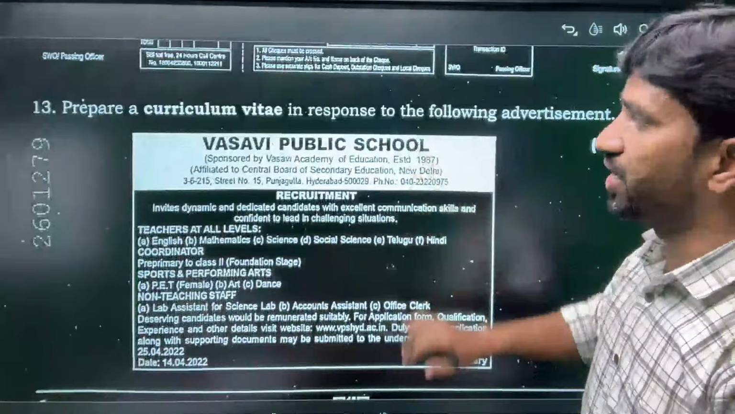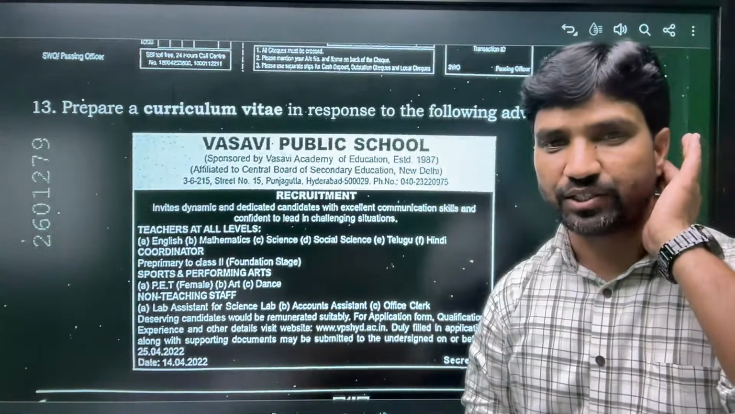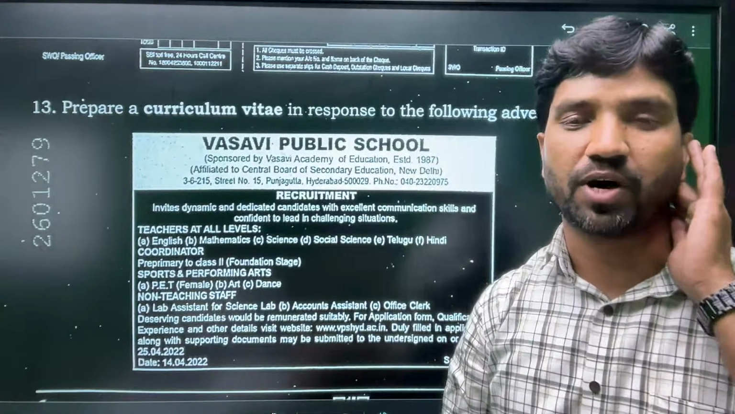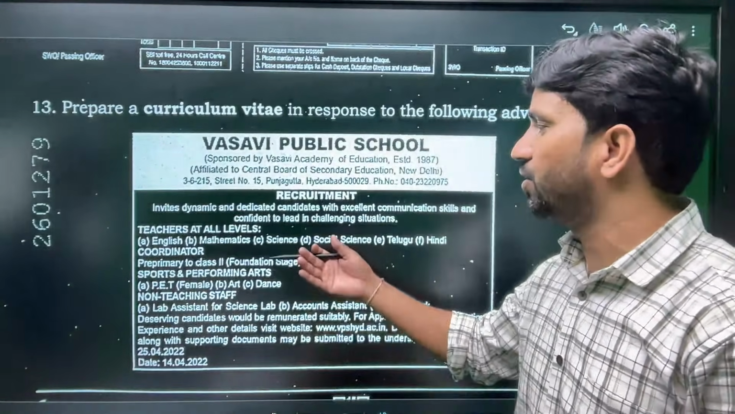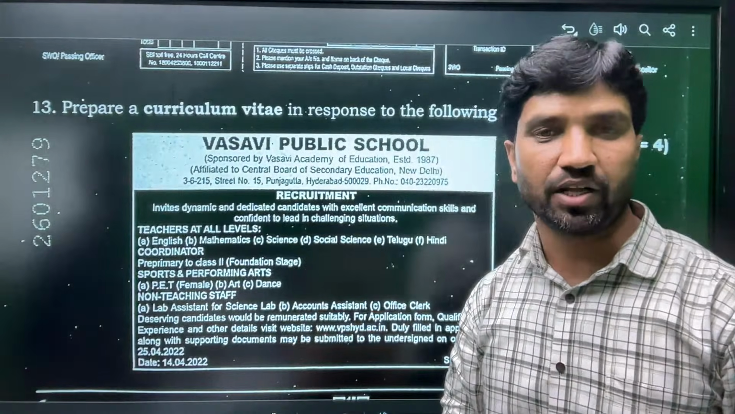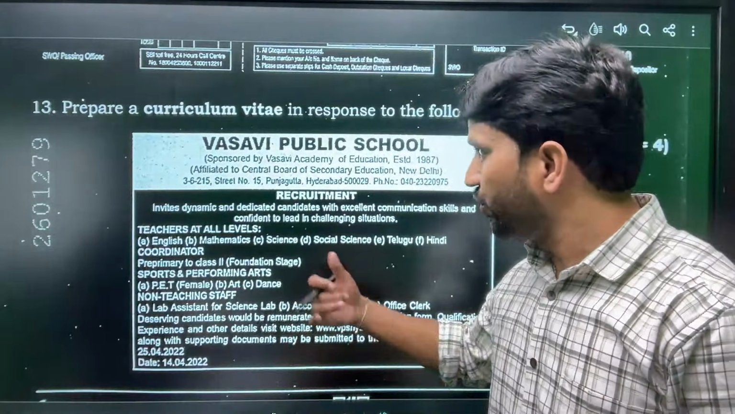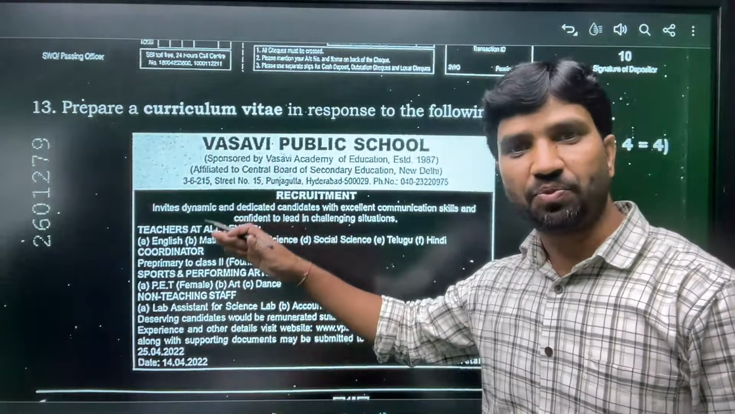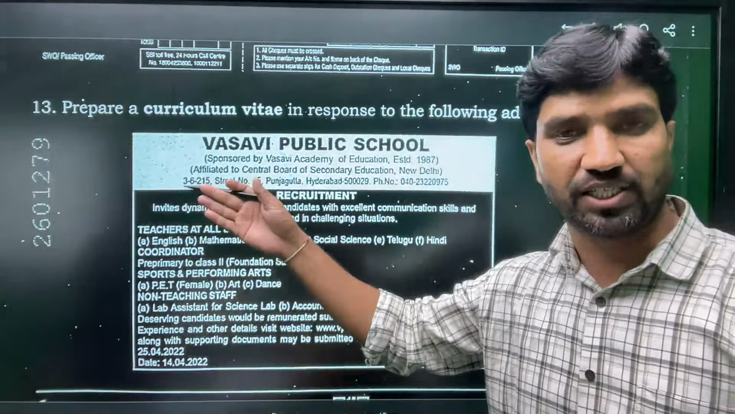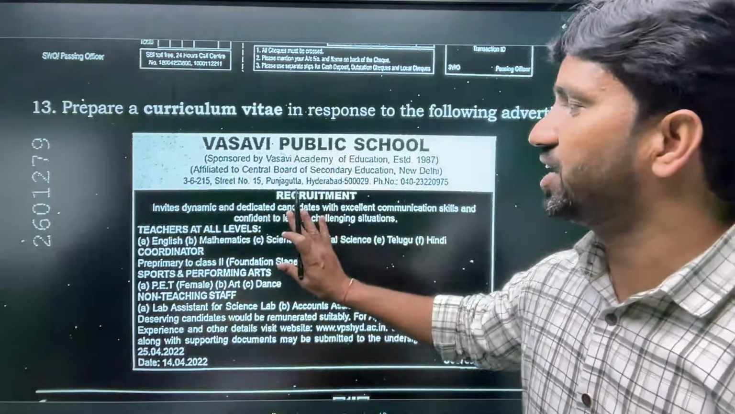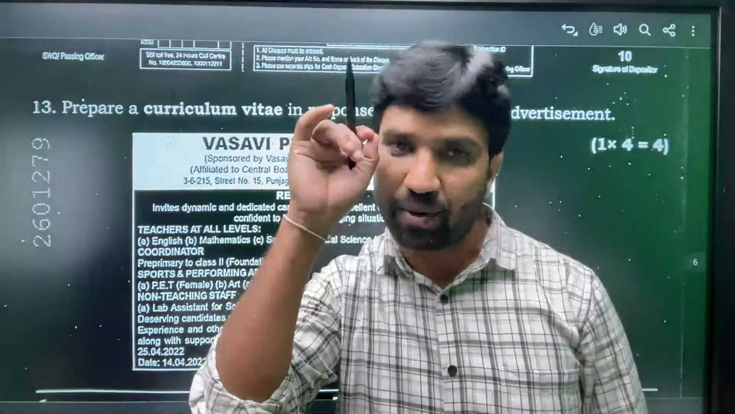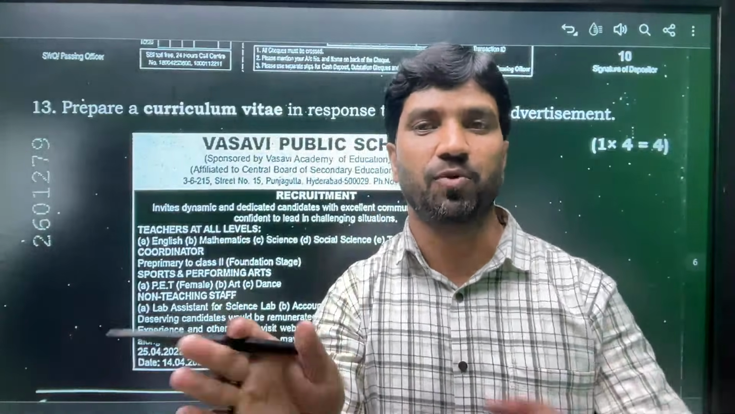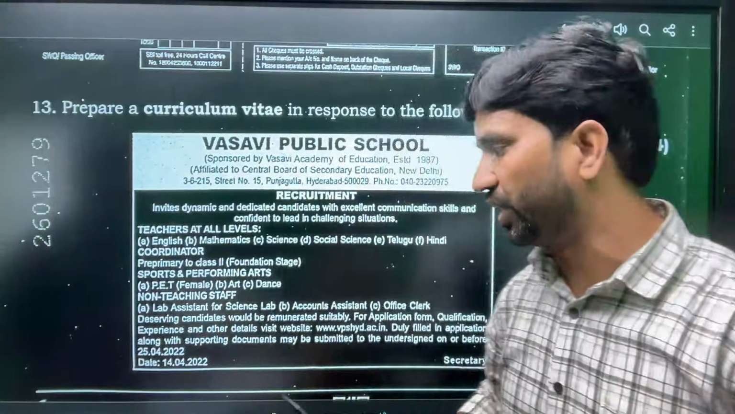Next, this is a curriculum vitae. Vasavi Public School required employees, so they gave an advertisement in newspapers, and we used to prepare the curriculum vitae. First, don't look at the advertisement; you can present the advertisement we have written. Directly go with it once.